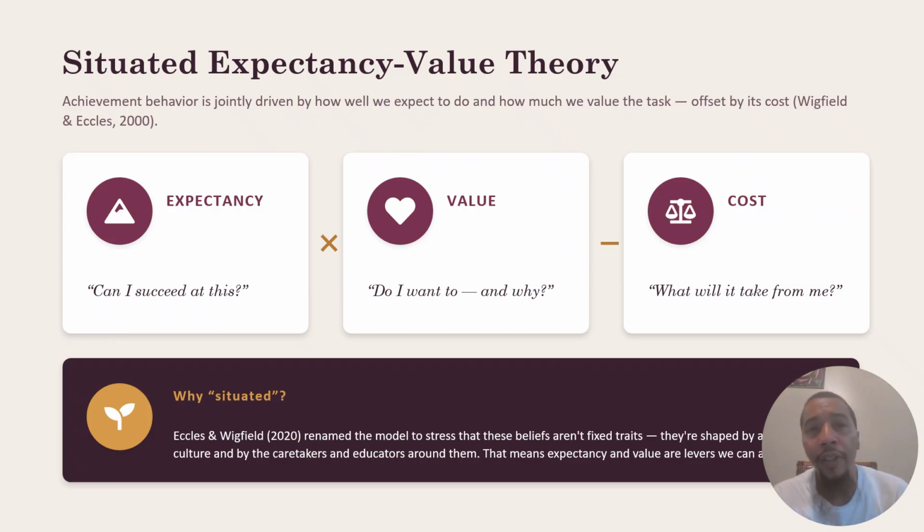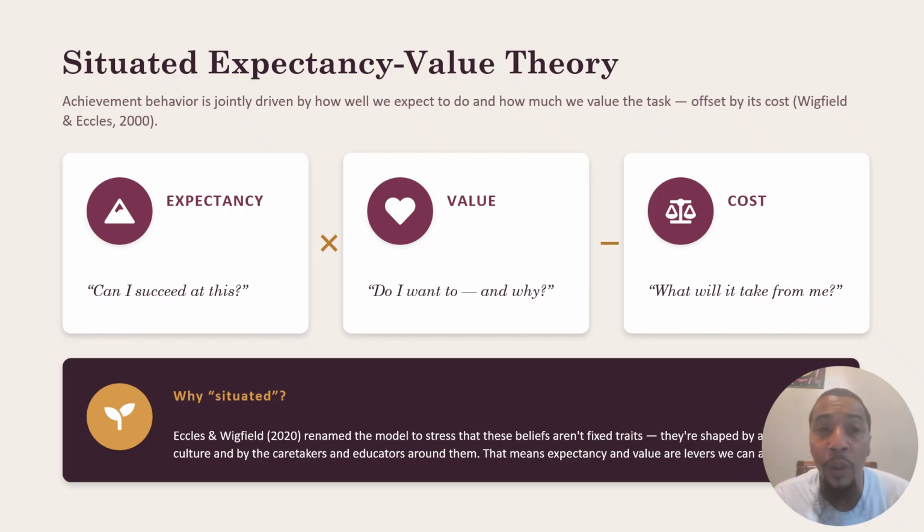So, what's the theory? Expectancy value theory says achievement behavior is driven by two things working together: expectancy, how well I expect to perform, and value, how much the task matters to me. And that product is then offset by cost, what the task will take from me. Think of it like a formula: expectancy times value minus cost. If either expectancy or value is near zero, motivation collapses, and a high enough cost can sink the whole thing.